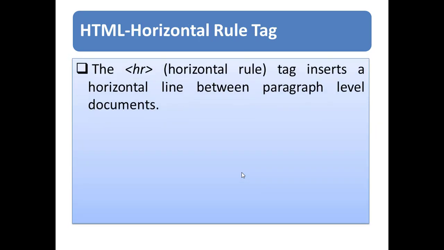Next, the horizontal rule. The HR, that is horizontal rule tag, inserts the horizontal line between paragraph level document. The syntax of horizontal rule tag is opening HR tag. It is also a void element, so there is no need to provide the closing HR tag, and it also doesn't have any contents between.